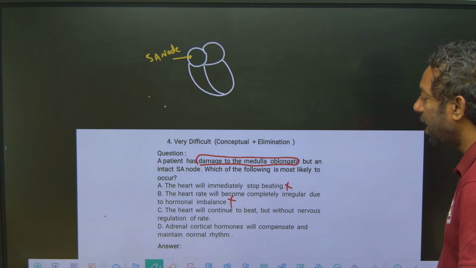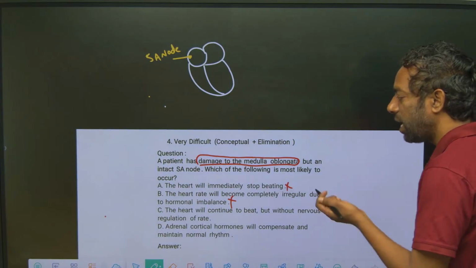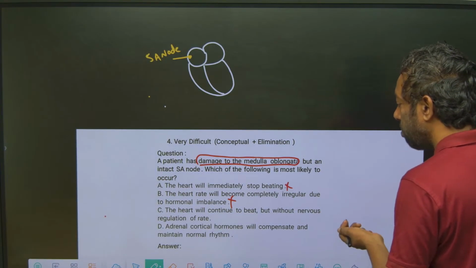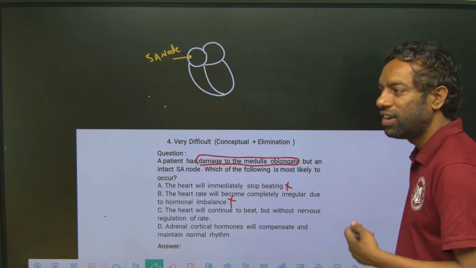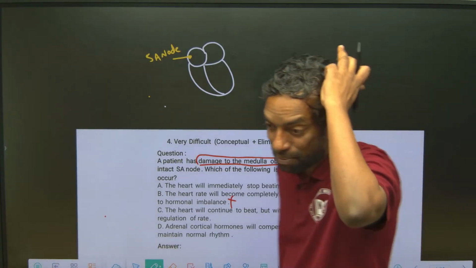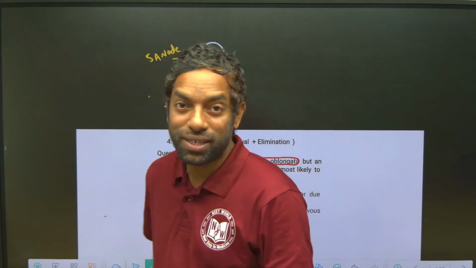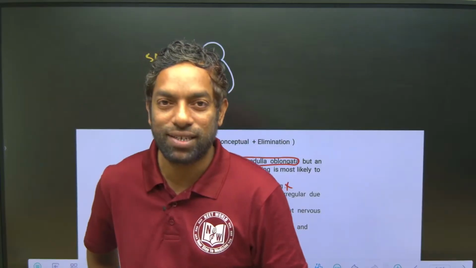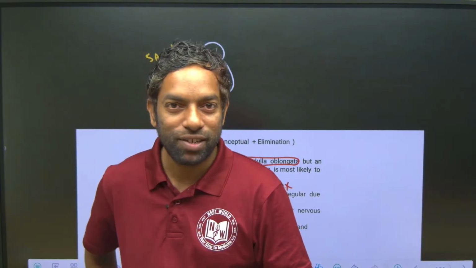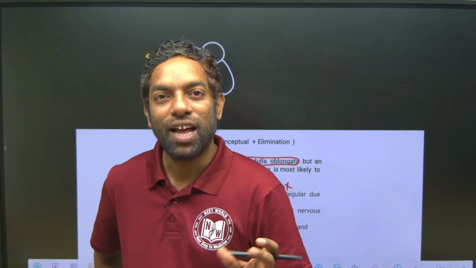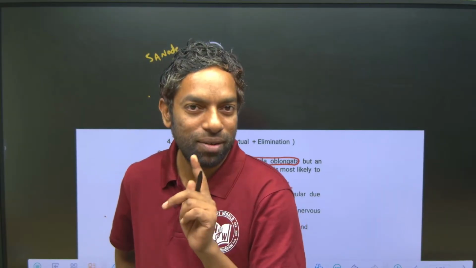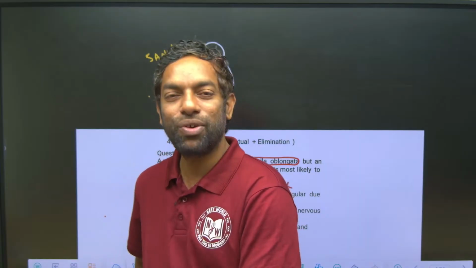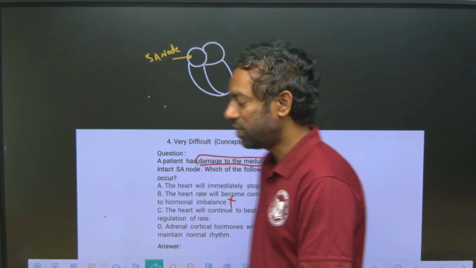Yeah, and see, the heart will continue to beat, but without nervous regulation of rate. If any patient has brain damage, a brain-dead patient can also live for long years, and their heartbeat is also stimulated. No need to worry about it. If you use pure common sense, you can find this a very easy option.